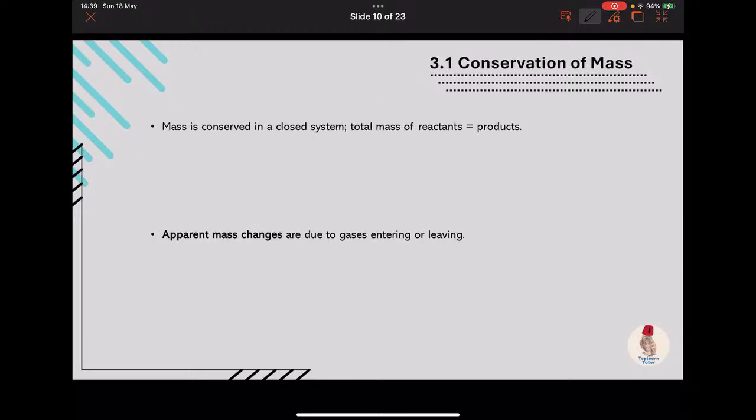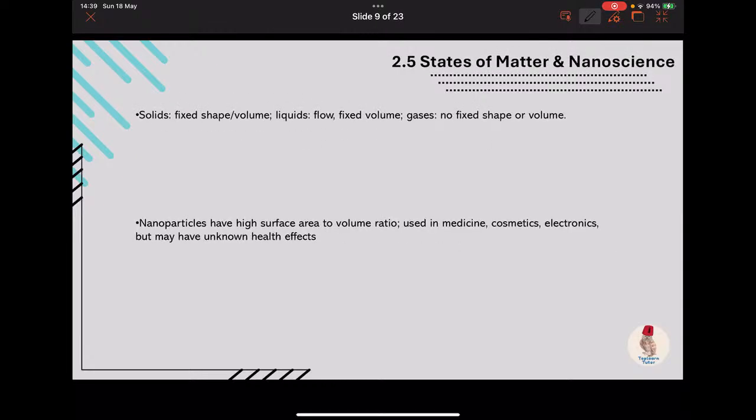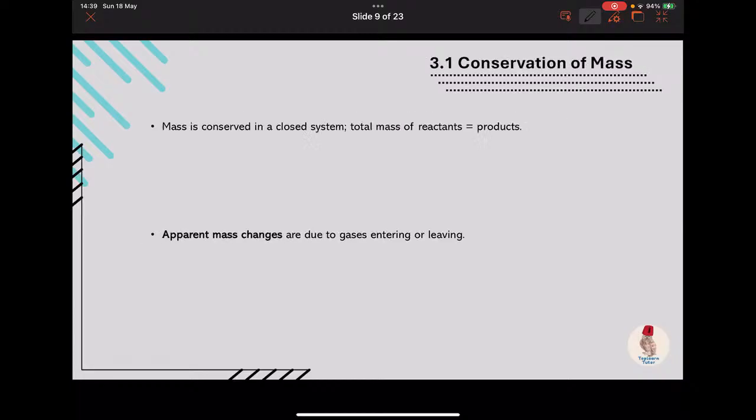Next, we have conservation of mass. Now, this is quantitative chemistry. This part of chemistry is very important, as it is just basic maths. However, it is a bit more advanced. It's not very hard. However, once you get the hang of it, it is very easy. And many people are just scared after looking at some of the numbers.